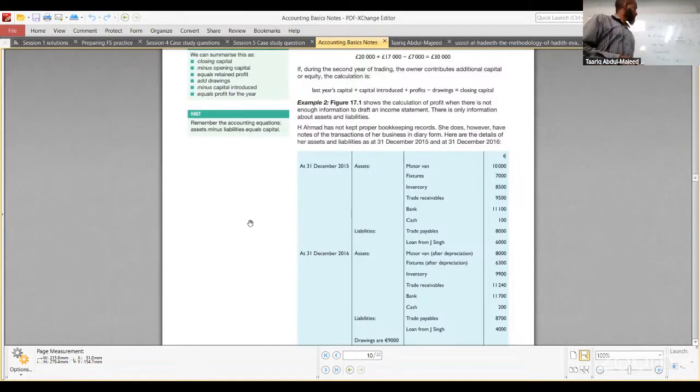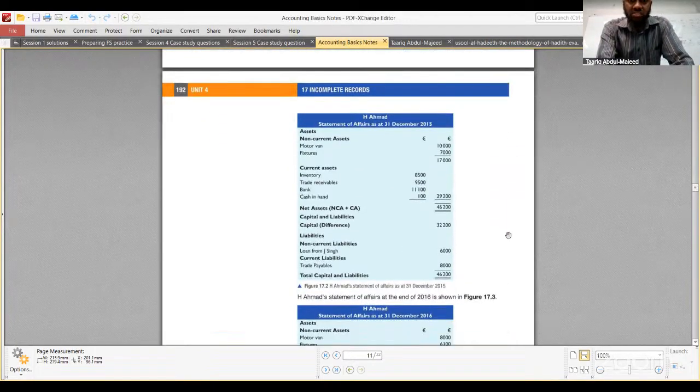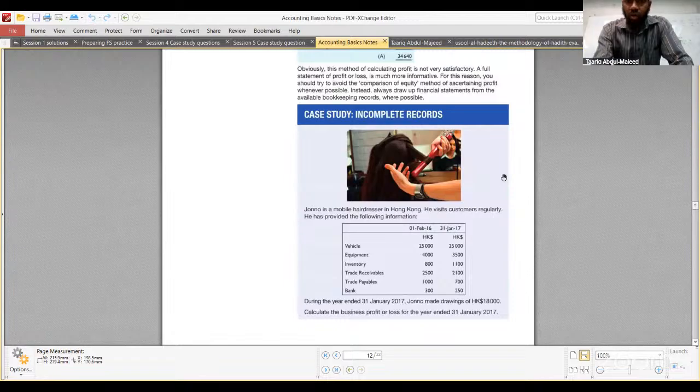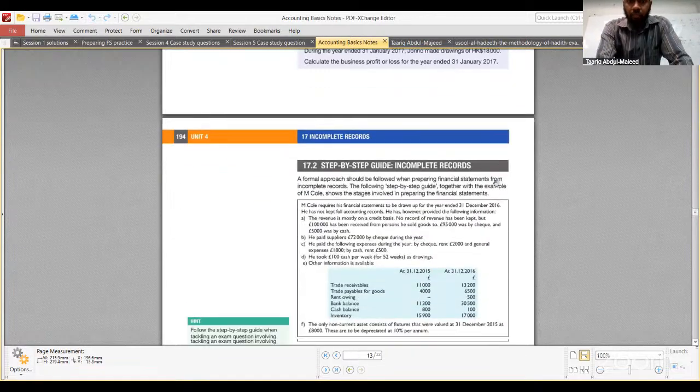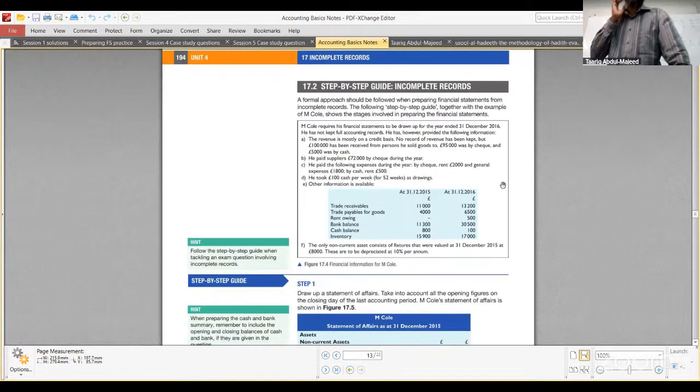So, as we said, those are some of the key things that are missing. So we have gross profit. We can use sales, we can use our bank statement. Similarly for expenses, and so on and so forth. This chapter gives you a step-by-step guide to incomplete records.